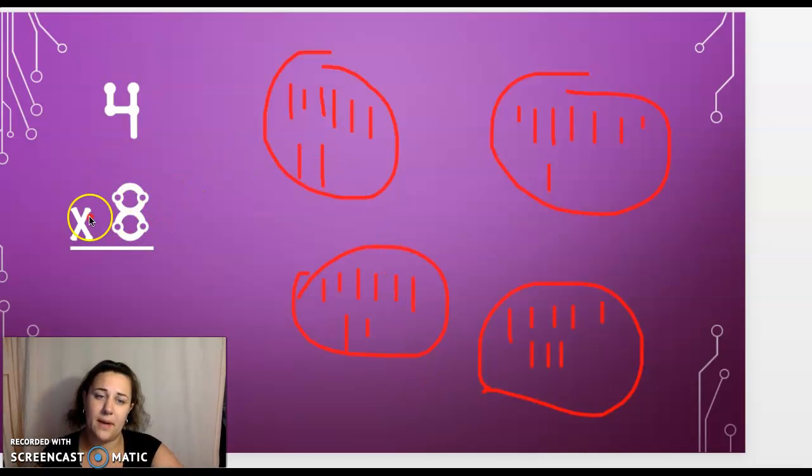I'm going to skip count by 8 because that's how many I have in each group. So 8, 16, 24, 32. So 4 times 8 equals 32. Well, let's double check it on our touch points. So we have 4 touch points on the number 4, and we're going to count on those touch points by 8. So 8, 16, 24, 32. Same thing.